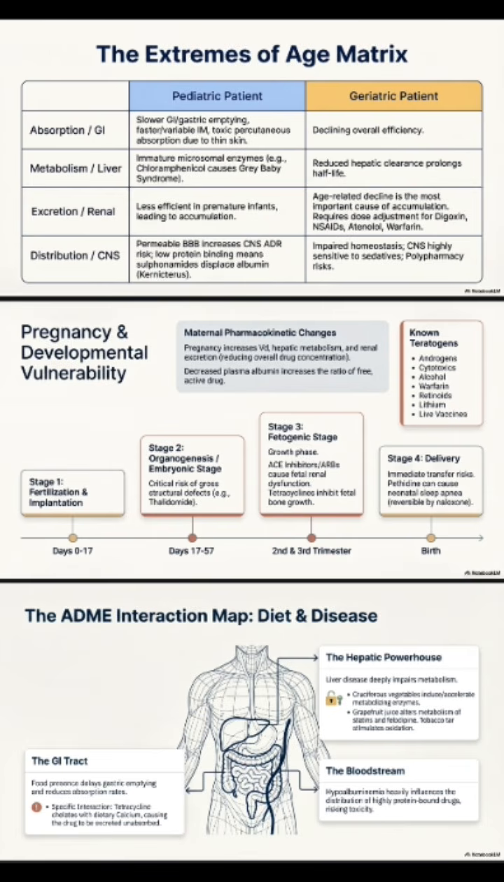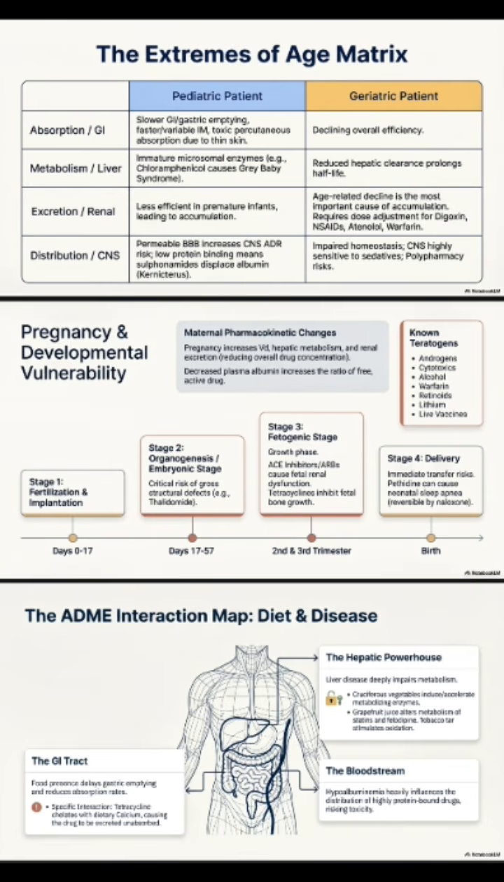Now, teratogens are agents that will cause structural or functional abnormalities in the development of a fetus. And you wouldn't want that for the baby. Examples of teratogens are androgens, cytotoxics, alcohol, warfarin, retinoids, lithium, and live vaccines.